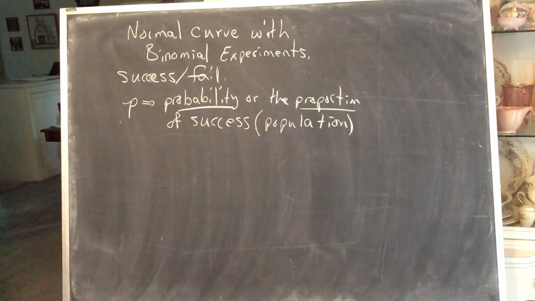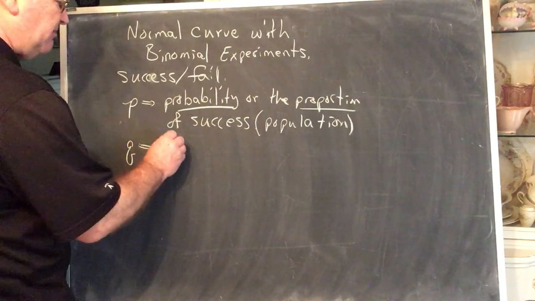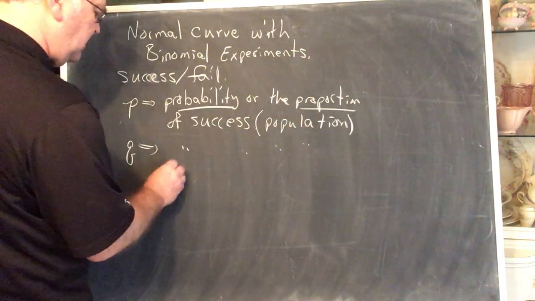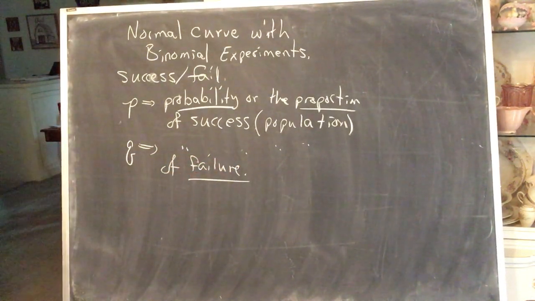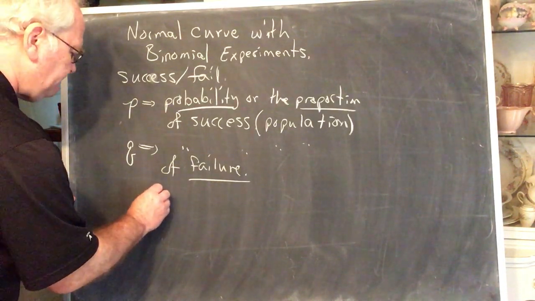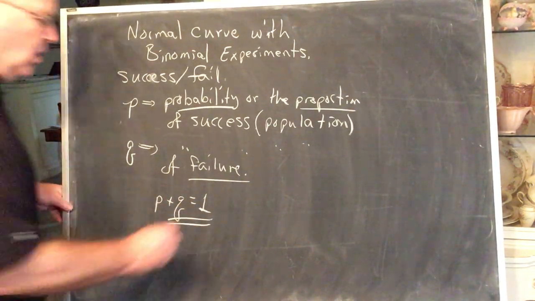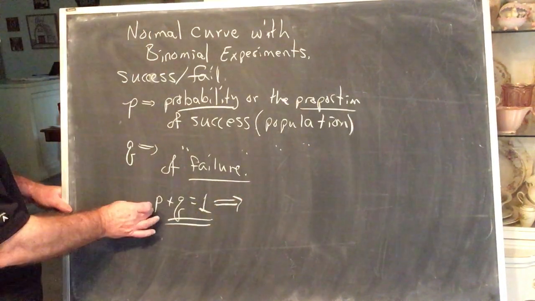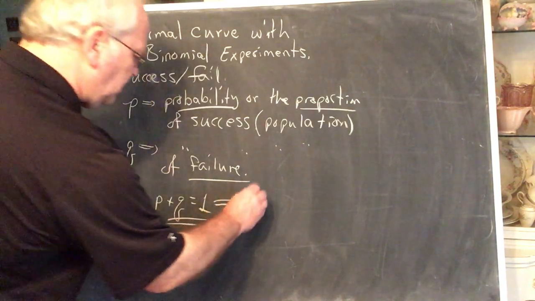It's the probability of success or the proportion of the population that have that quality that fall into the success category. And then similarly, Q is the probability or the proportion of failure of the population. And recall there is a relationship that P plus Q must total 1.